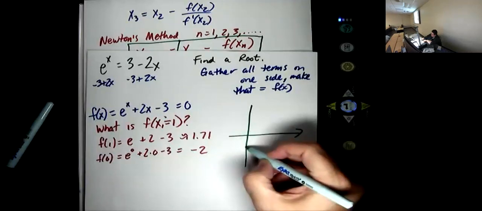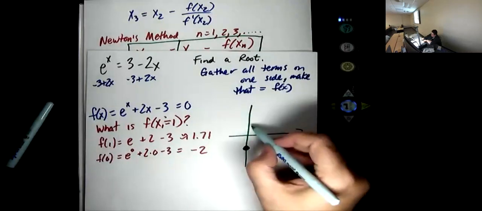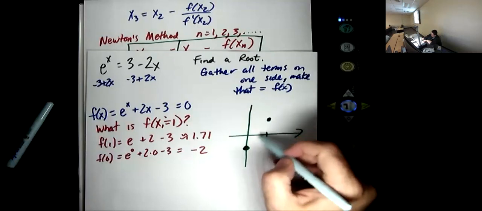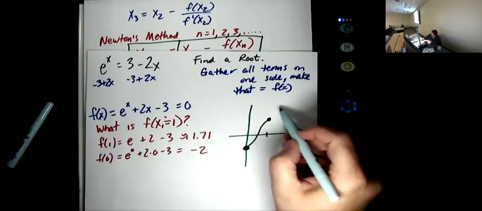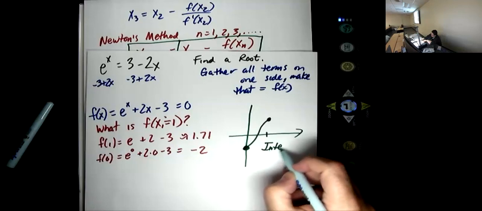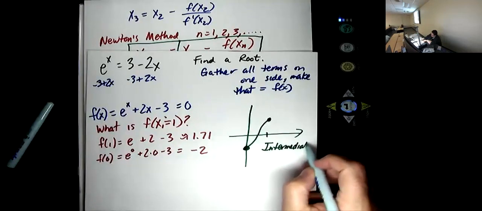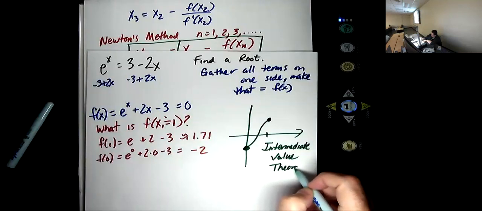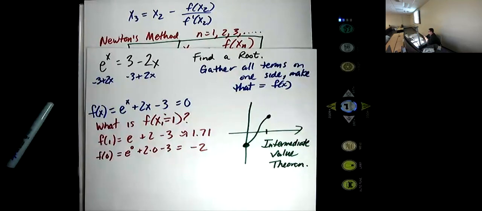So f of 0 is down here and f of 1 is up here. I know it crosses somewhere in here. That's called the intermediate value theorem. That's stuff you did a long time ago. We know there's a point between 0 and 1. Let's use Newton's method to find it.